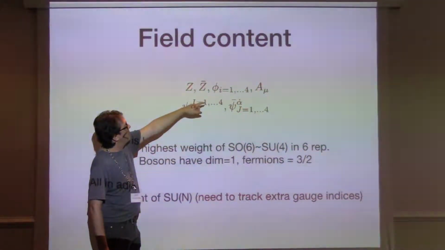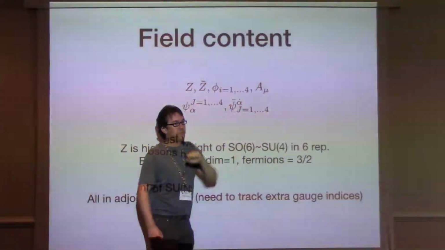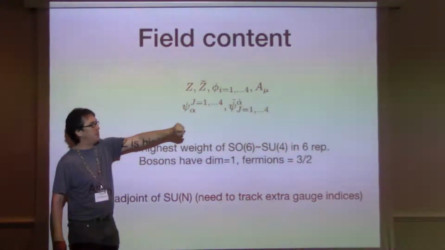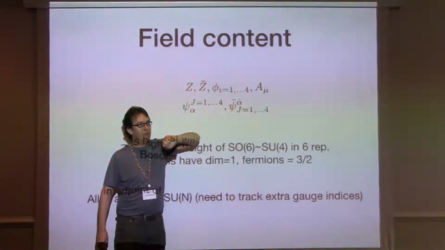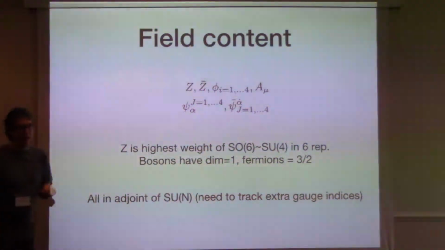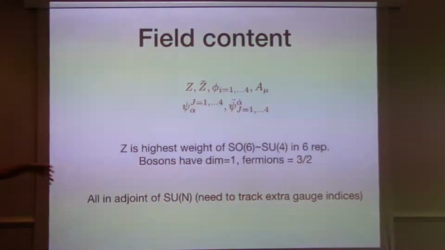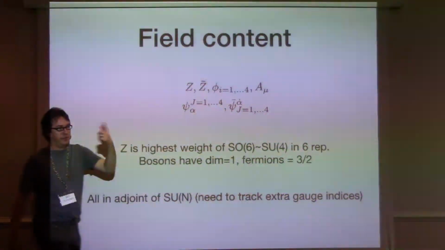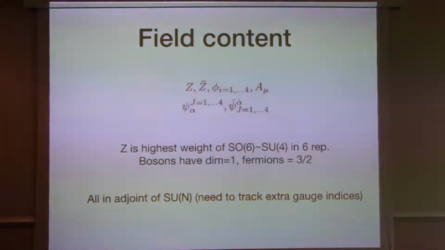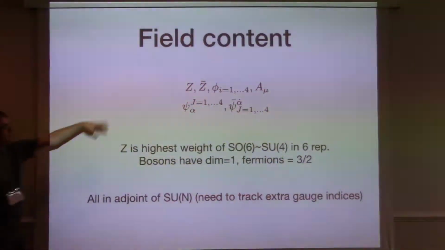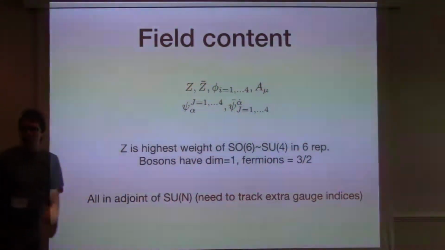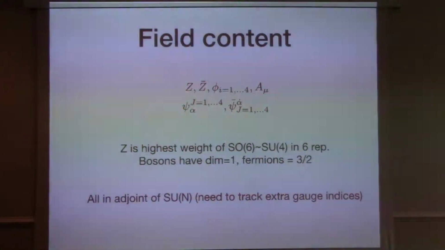Okay, and then there's the gauge field A mu. And then there's spinors. There's left-handed Weyl spinors and right-handed Weyl spinors. And one of them transforms into 4, and the other one transforms into 4 bar of SU4, which is equivalent to SO6. So that's in the spinor representation of SO6. So we're not going to use them, but they kind of are floating around as part of the definition of this theory.